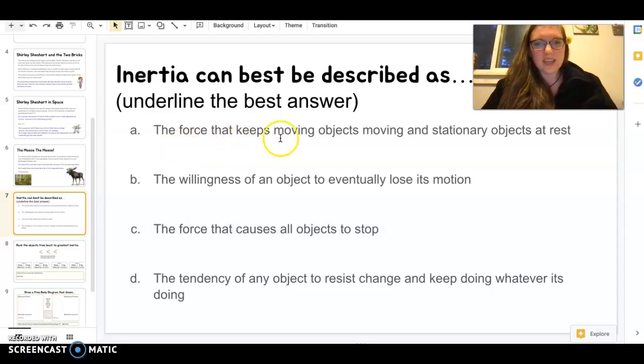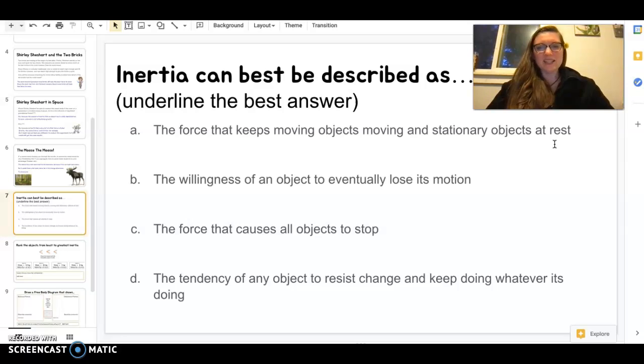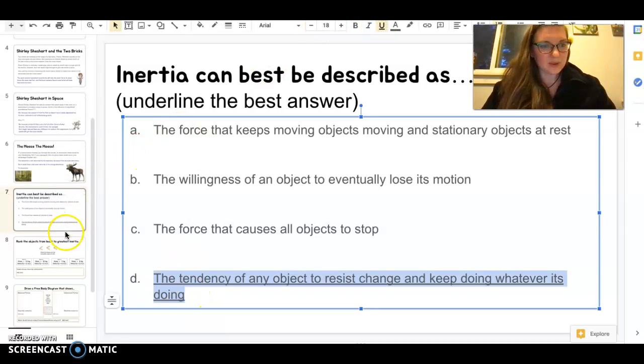Is it the force that keeps objects moving and stationary objects at rest? That one, I was like, is it that one? It's close. But no, it's not that one, because again, inertia is not doing anything. What it really is doing is inertia is just the tendency of any object to resist change and keep doing whatever it's doing. Okay, so that is our answer there. Underline. Okay.